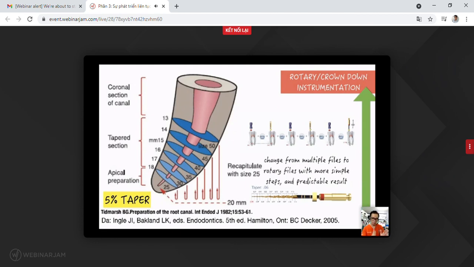You have to use preliminary files. You have to use the glide path files to secure the glide path. Finally, you may use the final shaping files to achieve proper shaping of the root canals to allow the irrigants to go to the apical levels.